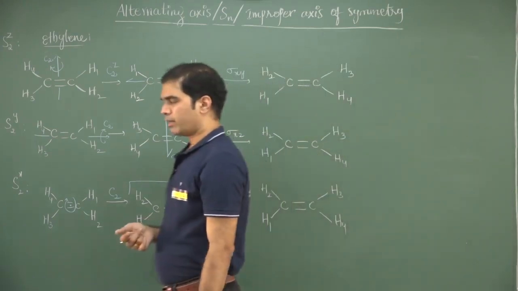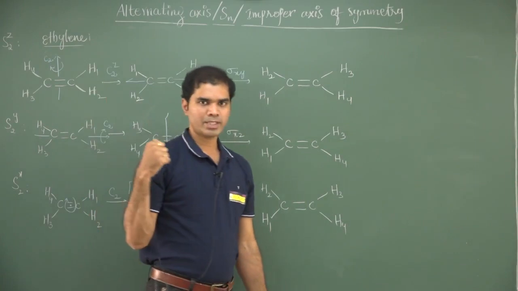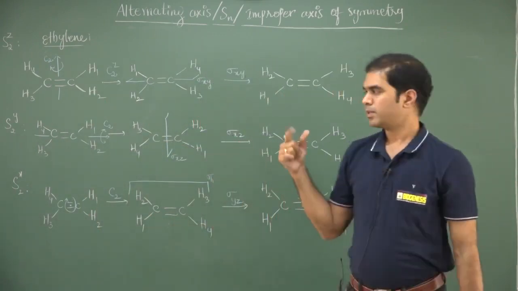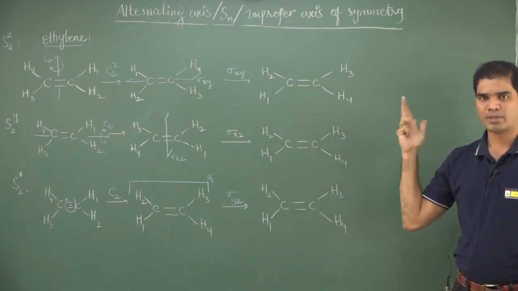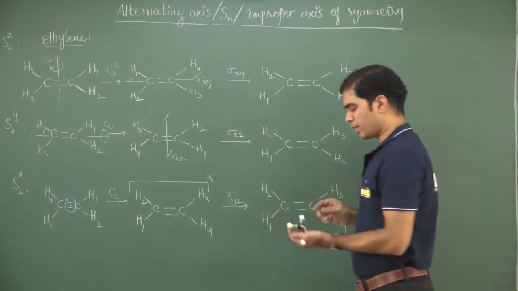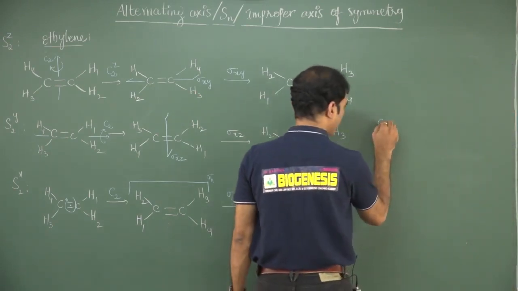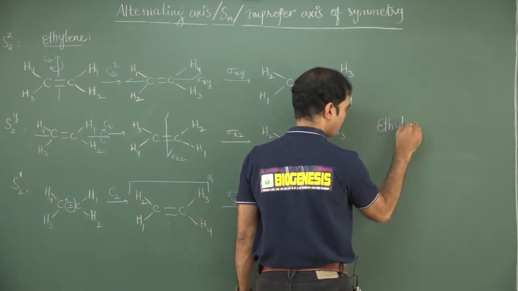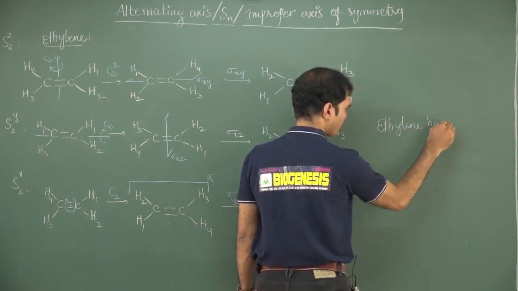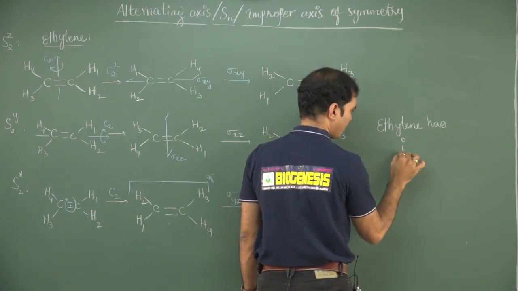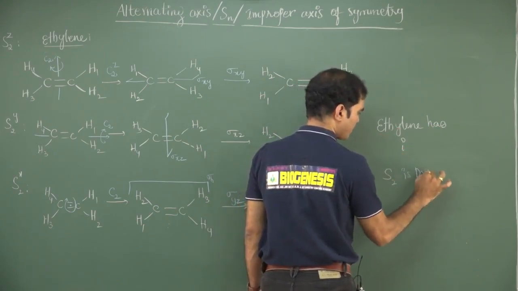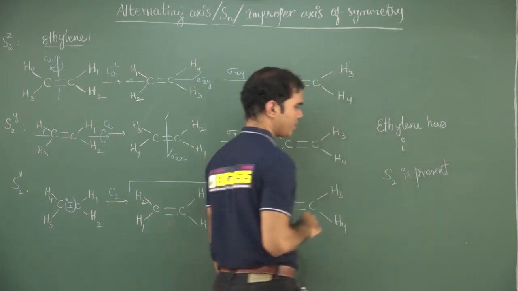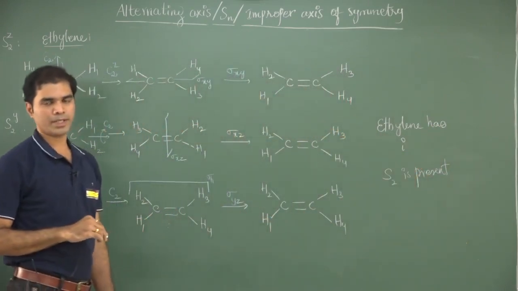So within ethylene, you try to perform any S2, that will definitely provide you identical structure. So let it be S2 along X, Y or Z. Or in simple terminology, we can say that ethylene has inversion center. How can I say that it is having I? Because S2 is present. Since S2 is present, ethylene should have inversion because S2 is equivalent to I.